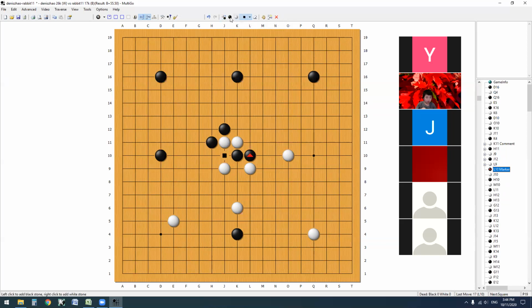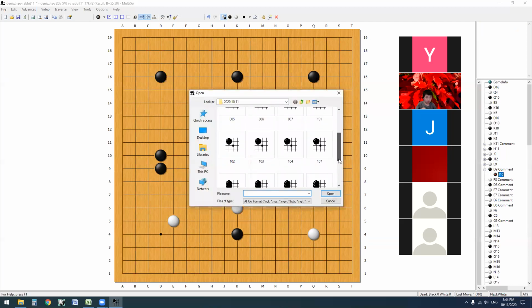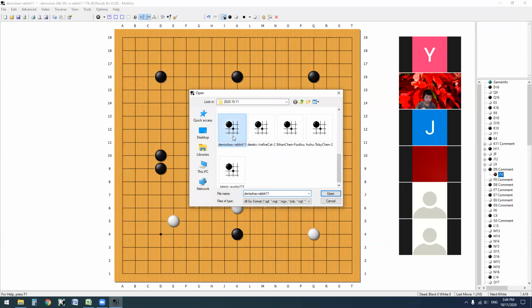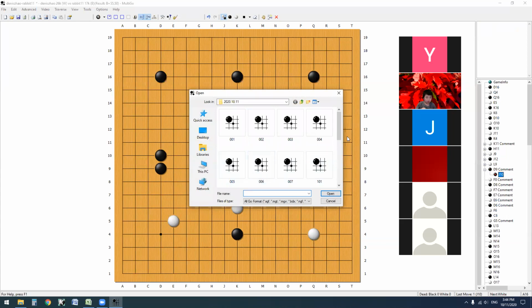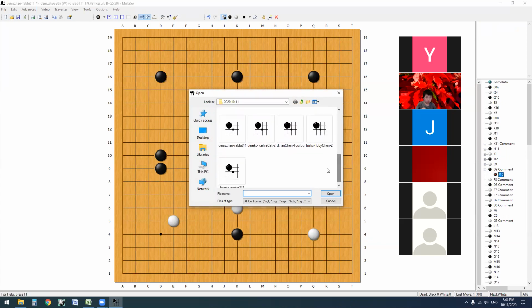Because if white goes here, white connects, and black is being cut off. If black goes here, then black will connect and cut you off. So that's very important. Okay, we'll come back to this game later. We look at another game.